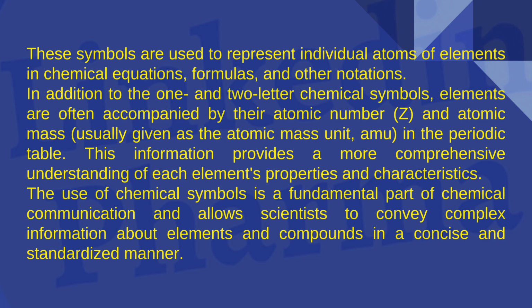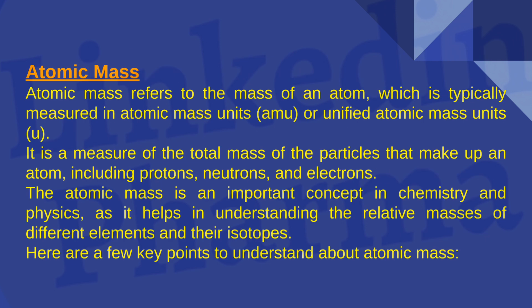The use of chemical symbols is a fundamental part of chemical communication and allows scientists to convey complex information about elements and compounds in a concise and standardized manner. Atomic mass. Atomic mass refers to the mass of an atom, which is typically measured in atomic mass units or unified atomic mass units. It is a measure of the total mass of the particles that make up an atom, including protons, neutrons, and electrons. The atomic mass is an important concept in chemistry and physics, as it helps in understanding the relative masses of different elements and their isotopes.